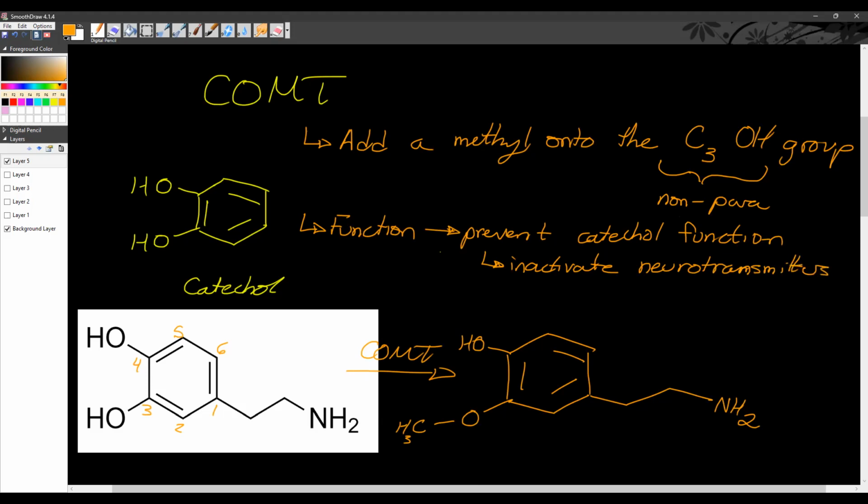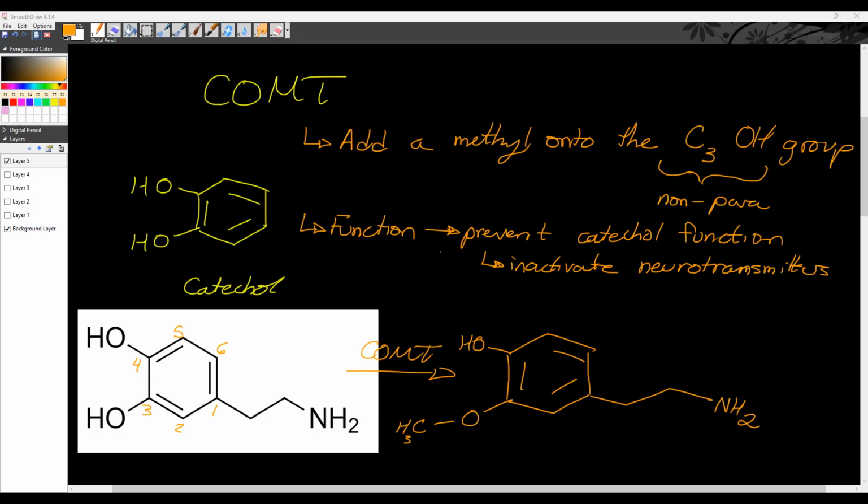Lots of neurotransmitters have this catechol functional group in them. And so by going through COMT, what we are doing is we are preventing them from binding into the different receptors. So alpha, beta, dopamine, histamine, all those good ones. Histamine? Pretty sure it's histamine.